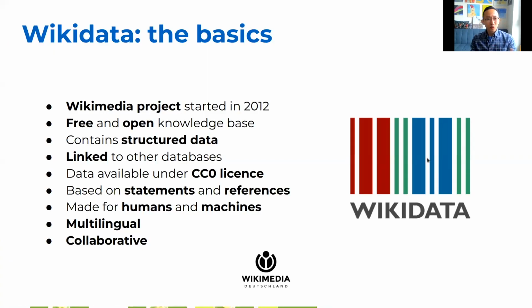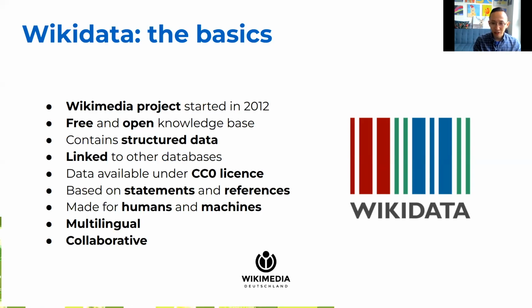So what is Wikidata, right? Wikidata is a Wikimedia project that started in 2012. It is a free and open knowledge base. It contains structured data. It is linked to other databases. And one thing to note is that all the data in Wikidata is available under the CC0 license. Wikidata is based on statements and references, which means the data is made not only for humans, but also for machines to be able to read.